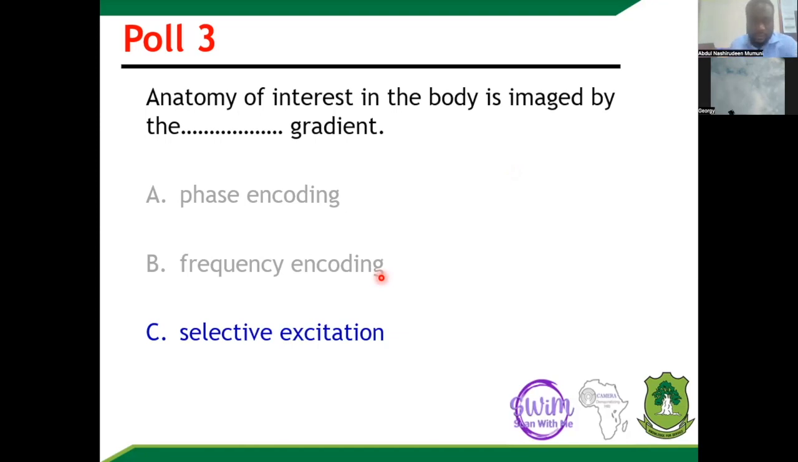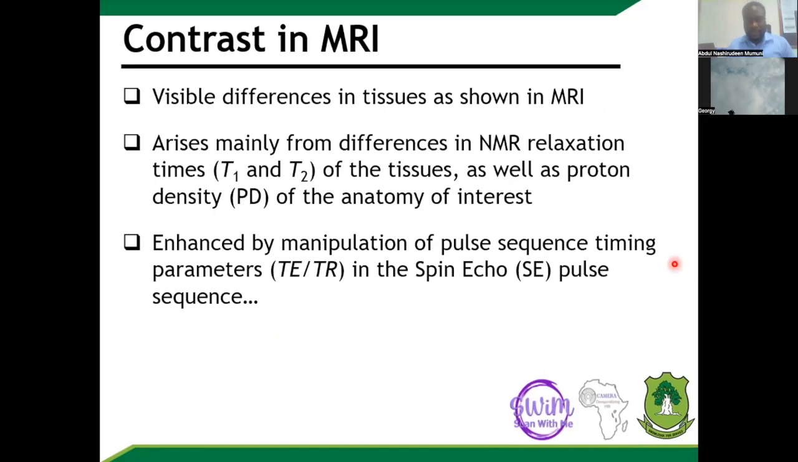Thank you. So the last part, and then we are done, contrast in MRI. Now, contrast allows us to see visibly differences in structure in the anatomy we are looking at. And in MRI, contrast arises mainly from relaxation phenomena. And the two relaxation phenomena of interest are T1 and T2 relaxation. I will discuss that shortly.